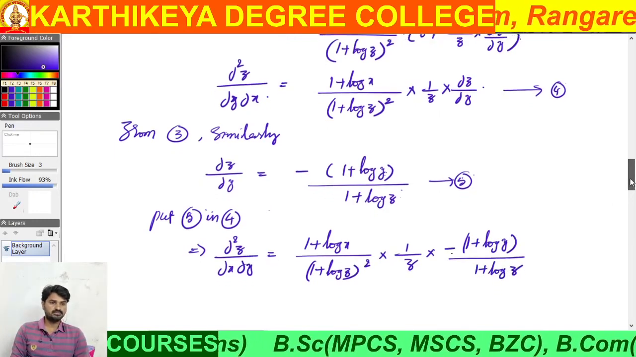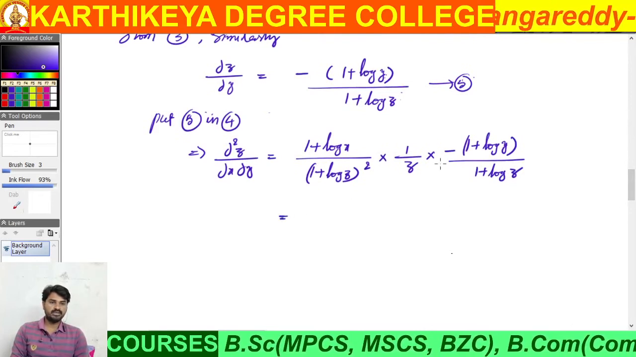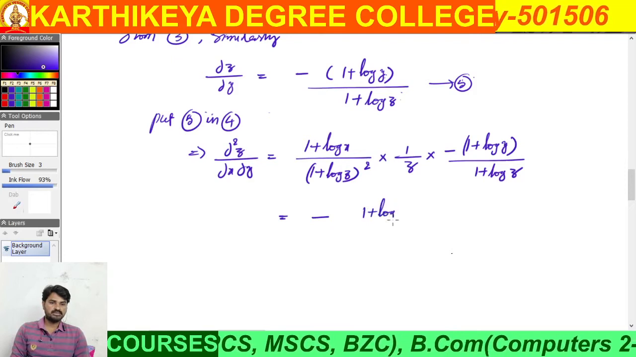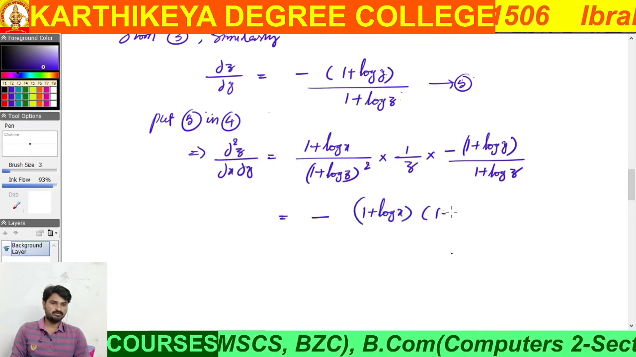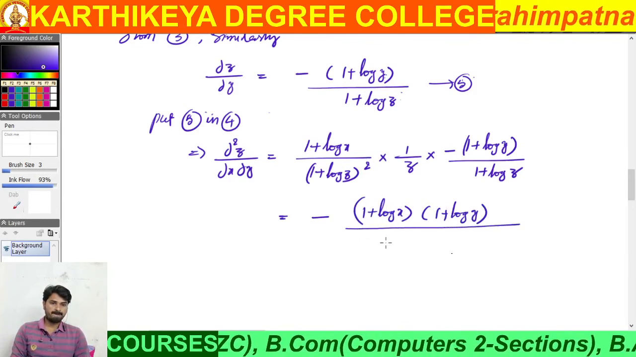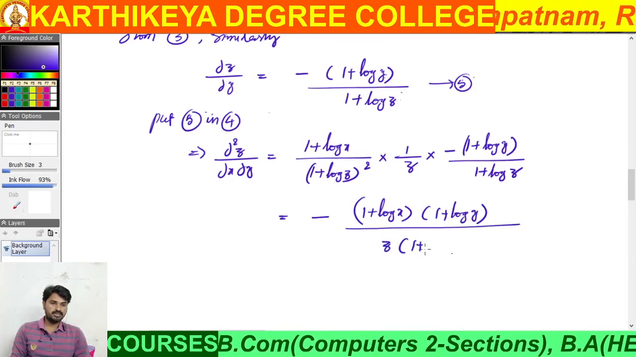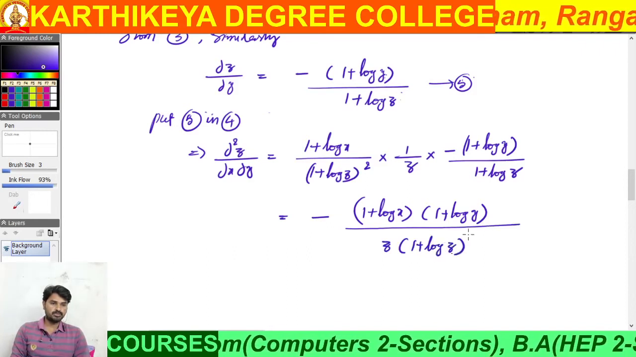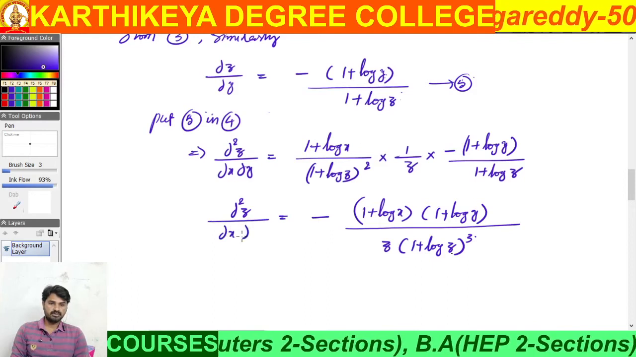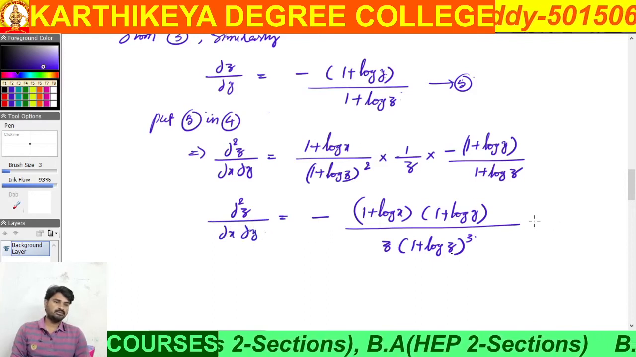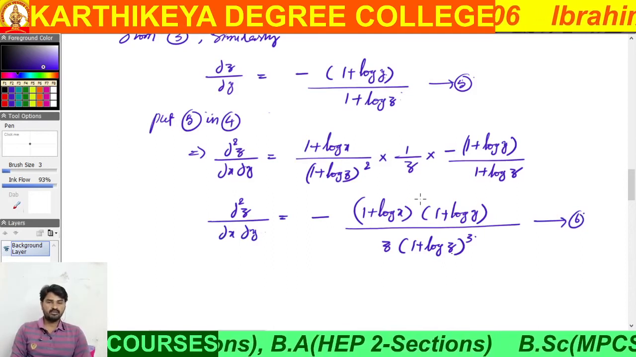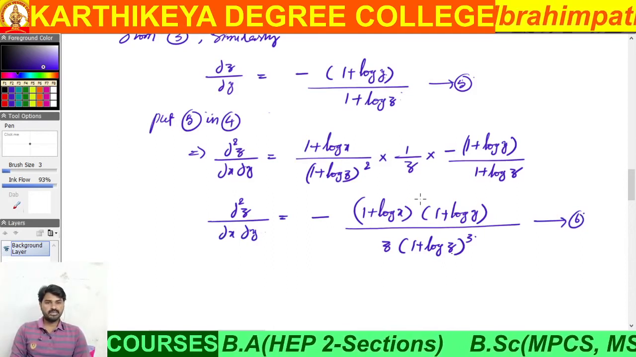Okay students, next if you simplify here you can write minus (1 plus log x) into (1 plus log y) by z into (1 plus log z) whole cube. Okay, this is dou square z by dou x dou y. This is equation number 6. So this is the value we have found for dou square z by dou x dou y.